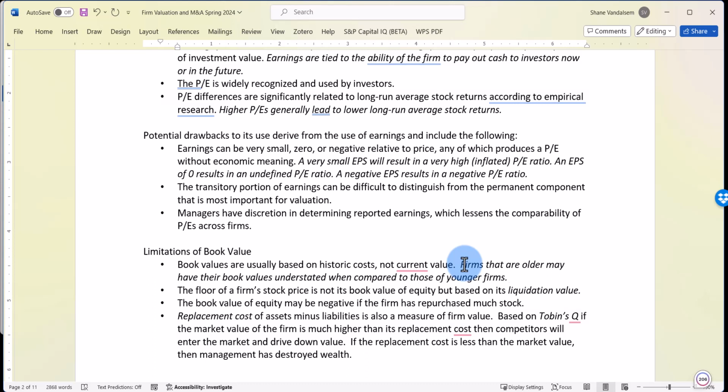And holding all else equal, the price to book value for those older firms would be higher than those of younger firms because the book values would be lower.